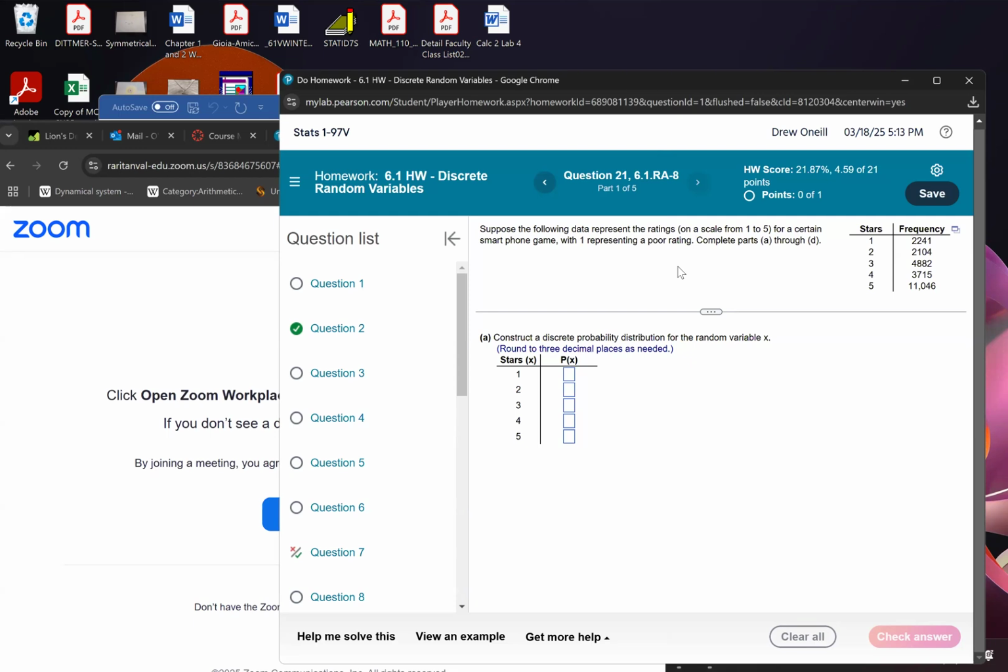Some of the stuff is pretty straightforward. You don't need a video for calculating the mean. Standard deviation is not straightforward, so those are things that are going to be on the final that we have to do by hand, but we'll get to that when we get there.